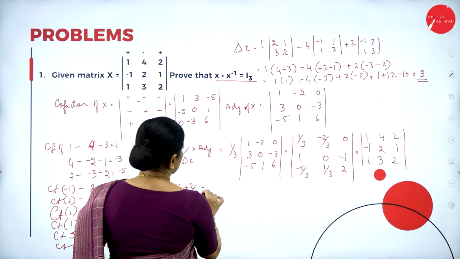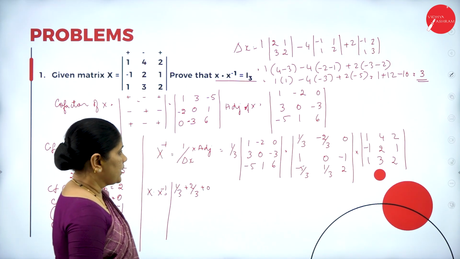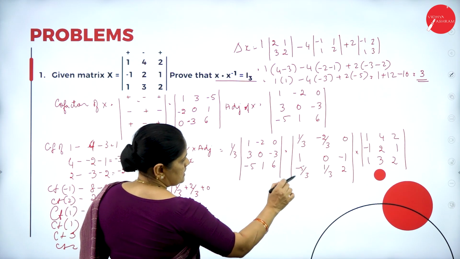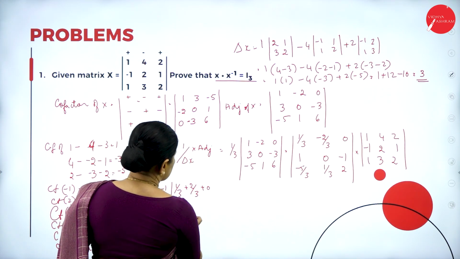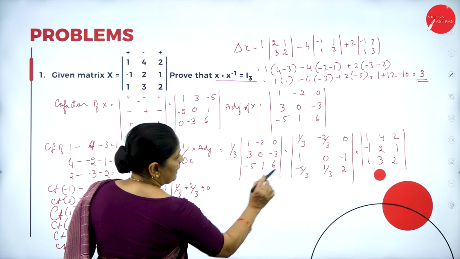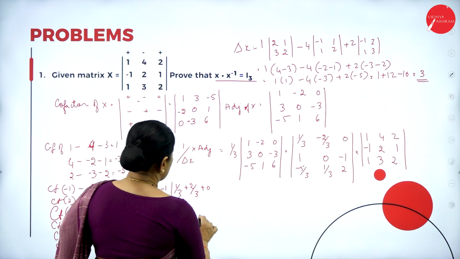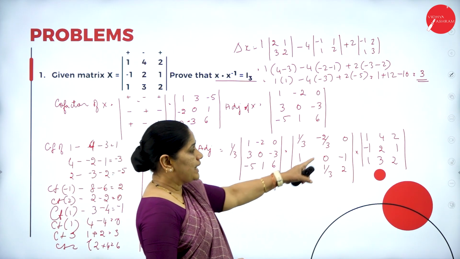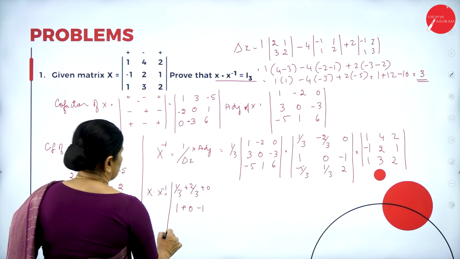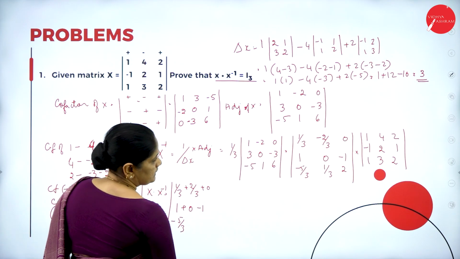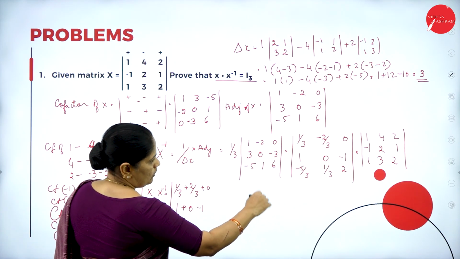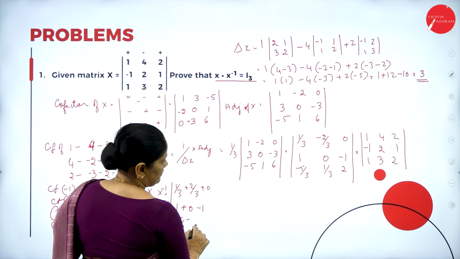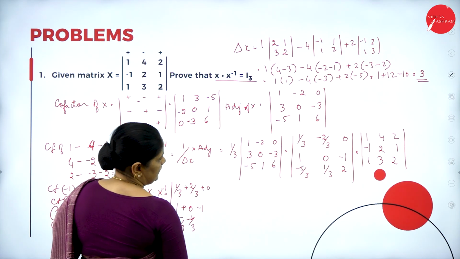0 into anything is 0. Now 1 into 1 is 1. 0 into minus 1 is 0. Minus 1 into 1 is minus 1. Then minus 5 by 3 into 1. That will be minus 5 by 3, and minus 1 by 3 into minus 1 by 3. That will be 1 by 3.